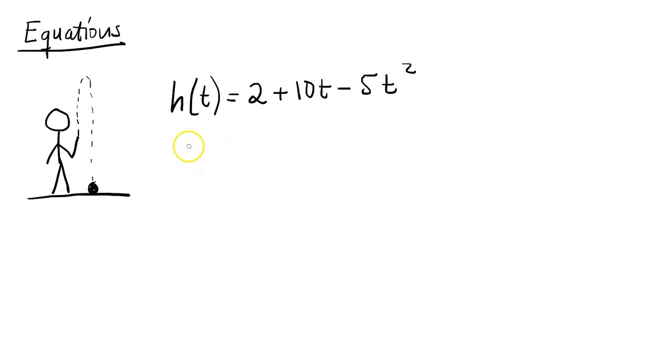And then we want to ask, when does it hit the ground? That is, when is the height 0? So when does it hit the ground? When is the height 0? Then we have an equation to solve. Then we want this to be equal to 0.